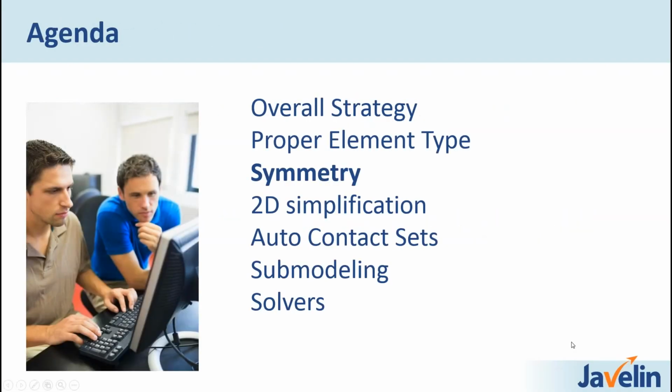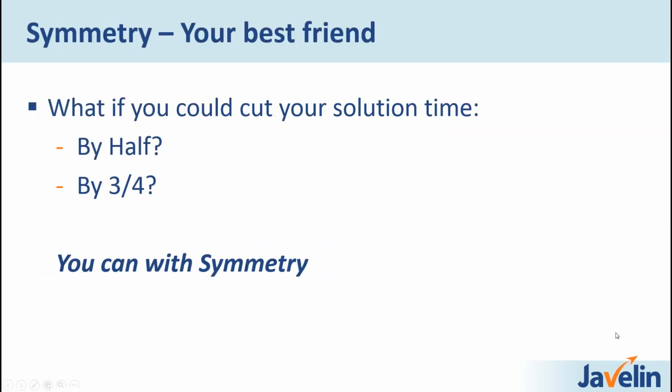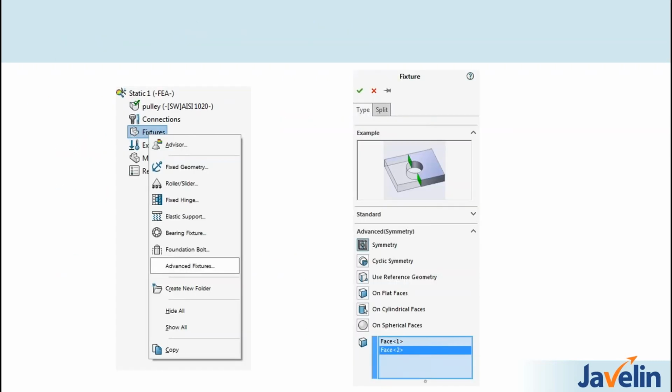So the next thing we'll discuss is symmetry and 2D simplification, and they kind of lend themselves to each other because symmetry is a step in that simplified direction, and 2D simplification is kind of like taking that all the way to the simplest possible state. So, symmetry. Well, what if you could cut your solution time in half, or by 3/4, or even more than that? Well, symmetry is going to let you do that. Very easy to use.